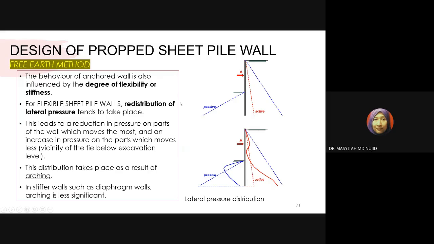So you can see that previously for the free earth wall design, only active pressure is developed behind the wall. Similarly, in front of the wall, only passive pressure is assumed. But due to the flexibility or degree of stiffness of the wall, the pressure distribution changes or increases due to this factor. This is also influenced by the type of wall. For diaphragm walls, the stiffness has less influence on the pressure distributions.